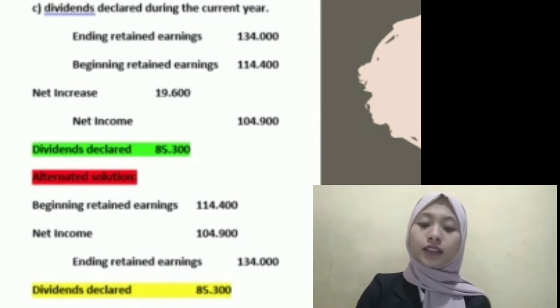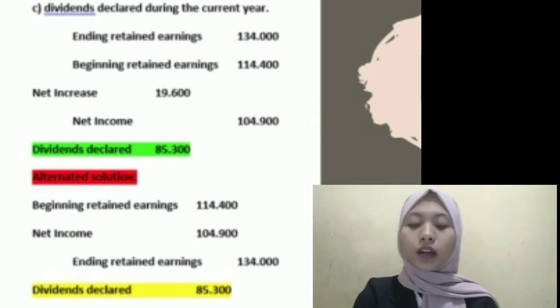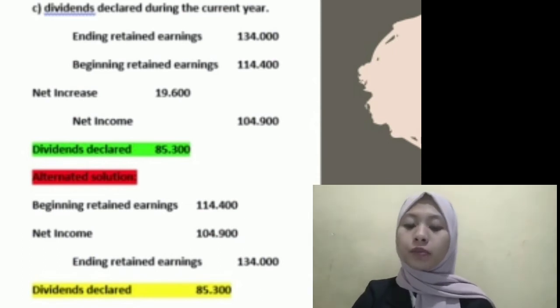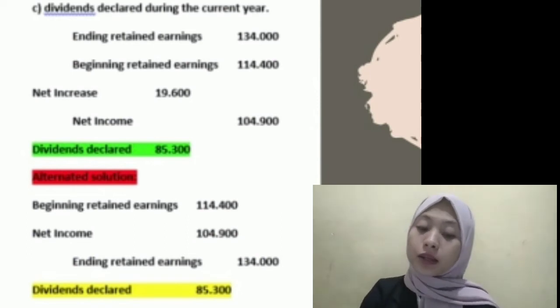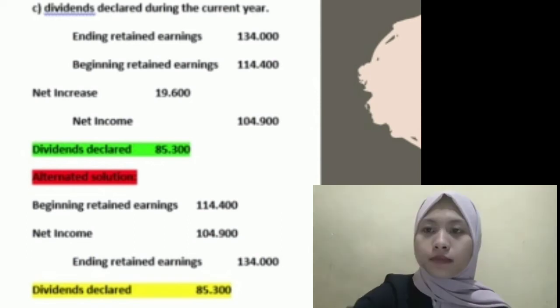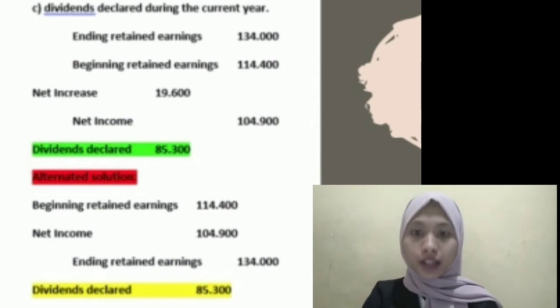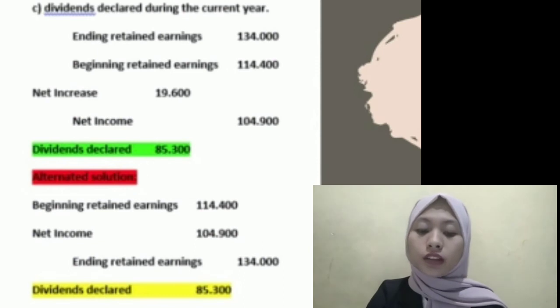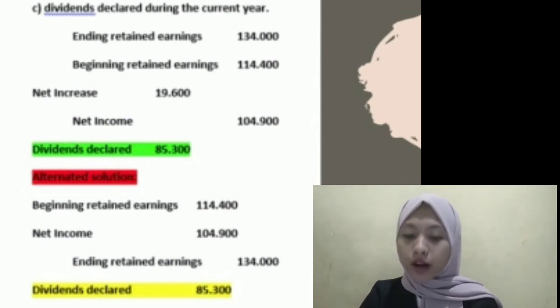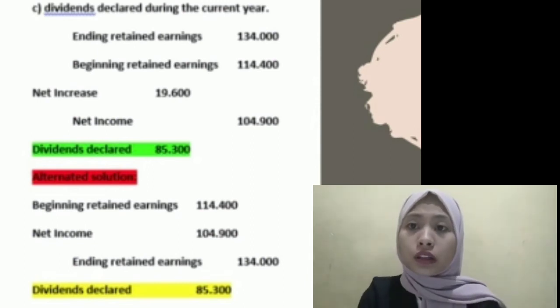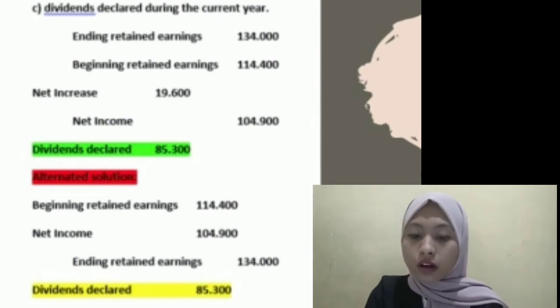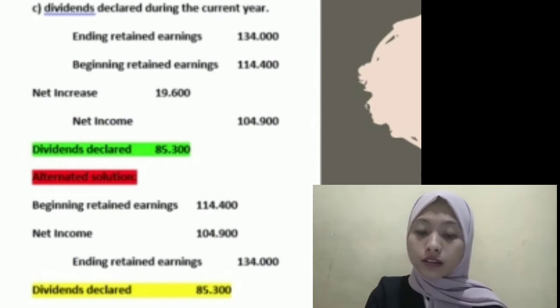For number C, dividends declared during the current year. Put ending retained earnings and beginning retained earnings in credit, then the net increase in debit. And don't forget net income in credit, and then dividends declared is $85,300. So the result is a loss of $85,300.